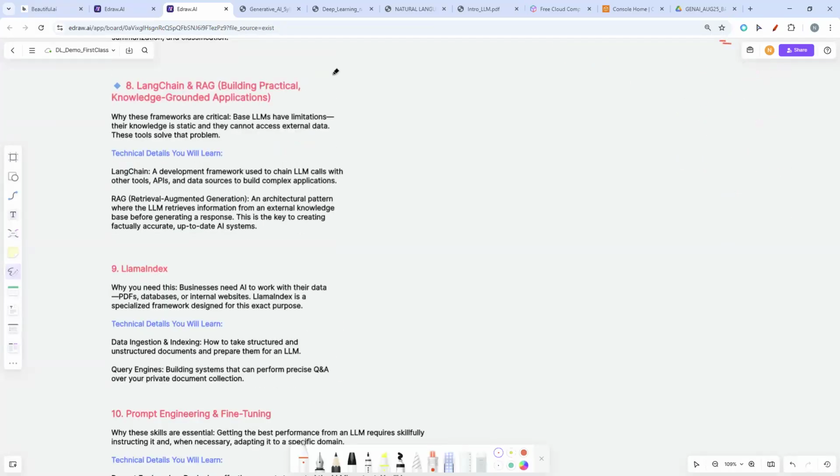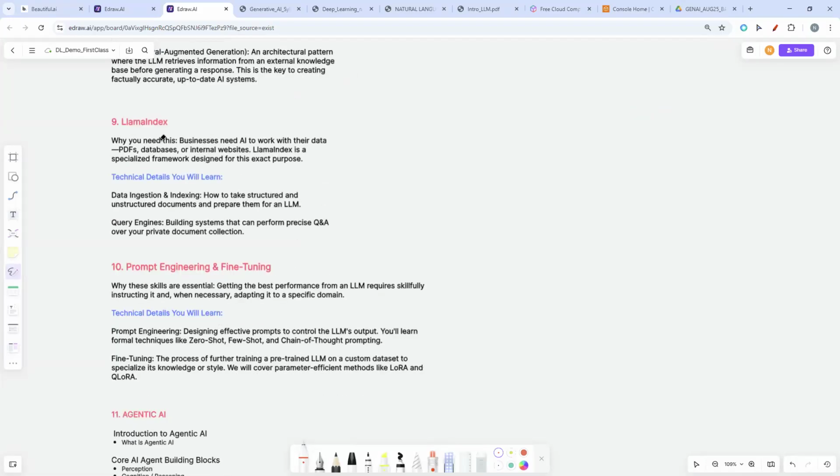And then LangChain and RAG. Once you know about LLMs, you need to create some kind of applications. So how do you create those applications? We need some kind of beautiful and powerful frameworks. Among them, LangChain is one of the best, and we are going to have a look at those frameworks, and we will introduce you to the concept of RAG. And finally, we will create some chatbots. I'll show them to you.